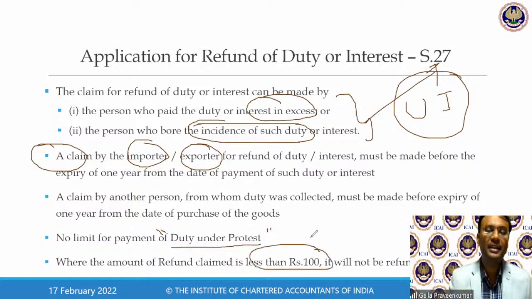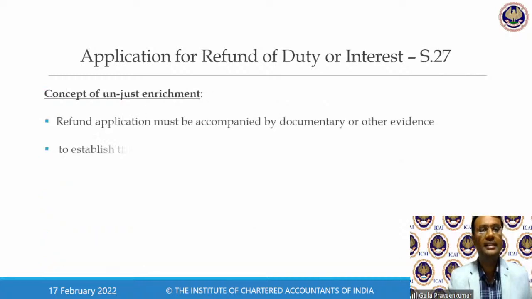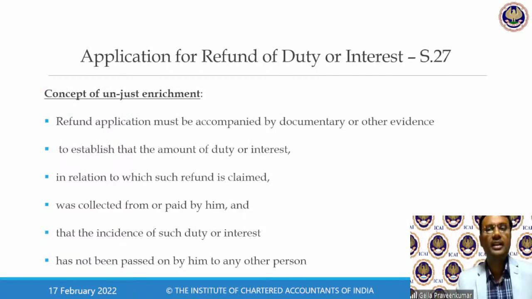Now, there is a capping. If the refund amount is less than 100, I cannot file a refund application under this particular provision. Section 27 talks about this mechanism when the principle of unjust enrichment is not sustainable.